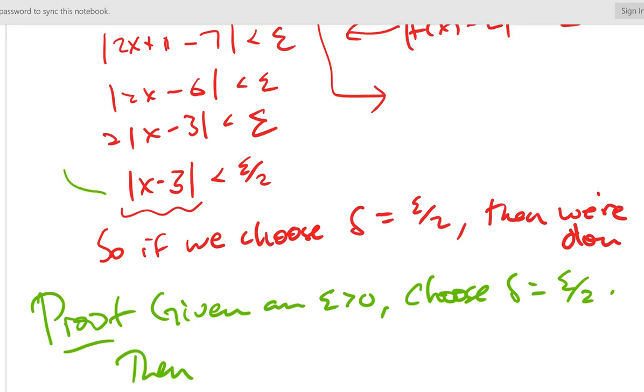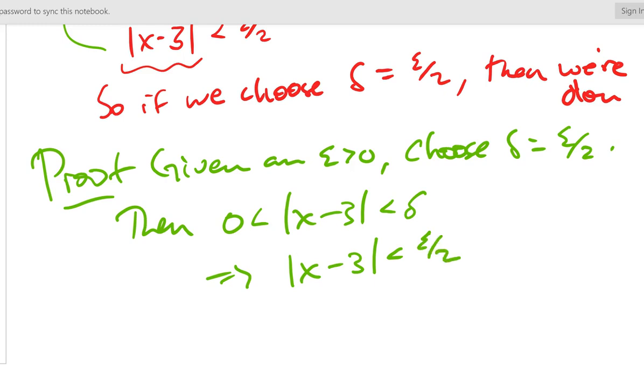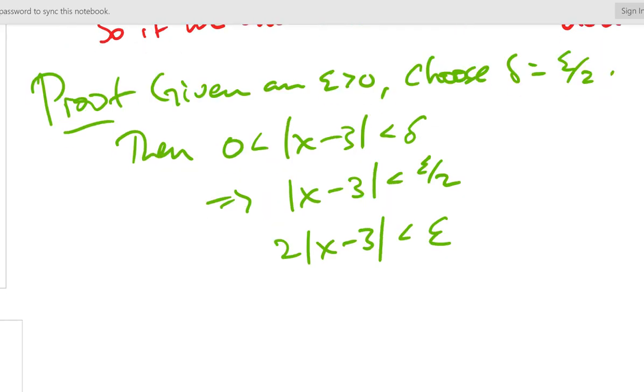and now we just go backwards. All right. Then 0 is less than |x - 3| is less than delta. This implies that the absolute value of x minus 3 is less than epsilon over 2, which implies then that |2x - 3| is less than epsilon, which you can pull the 2 in. 2x minus 6 is less than epsilon.